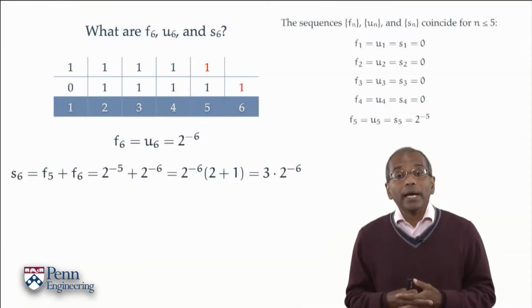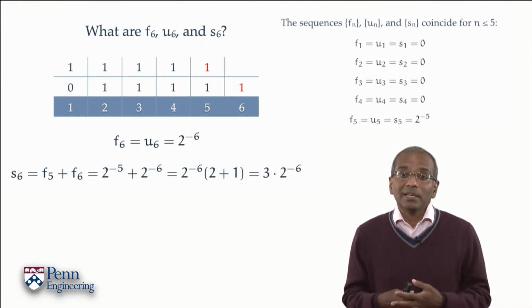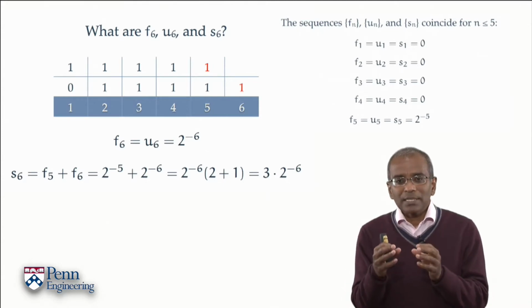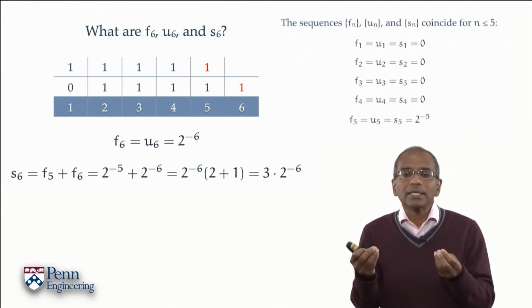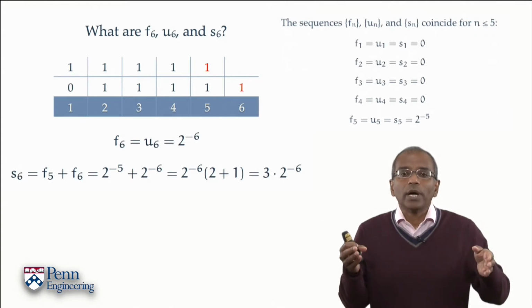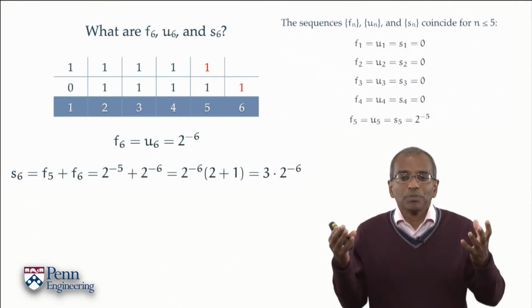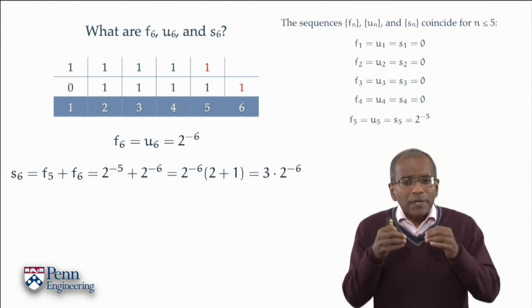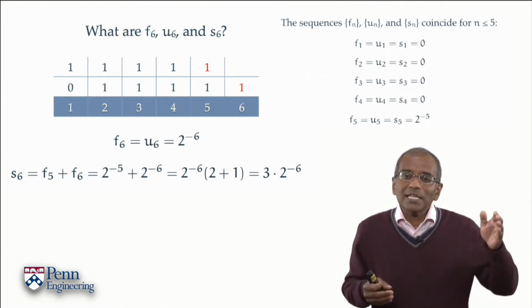Of course, we could go on from here and compute F7, U7, S7, F8, U8, S8, and so on. And the listener will have realized that the probabilities Fn and Un will actually coincide all the way up till trial number 9. And that is because through the first 9 trials, it is only possible to have a single success run of length 5 at most. One can't have 2 success runs of length 5 in the first 9 trials. So the first place where F and U start to differ, start to diverge, is at trial 10.